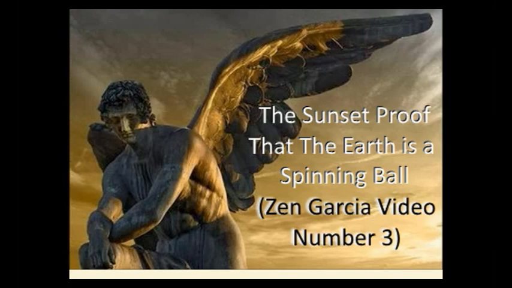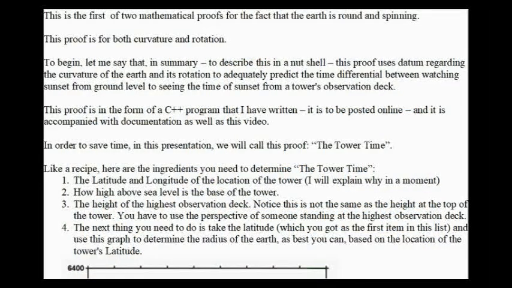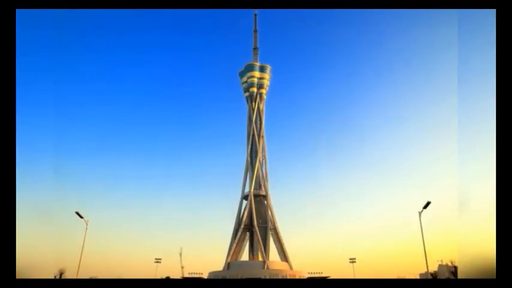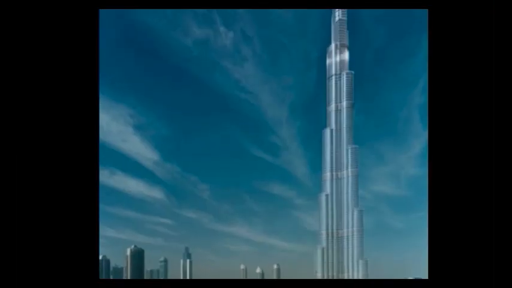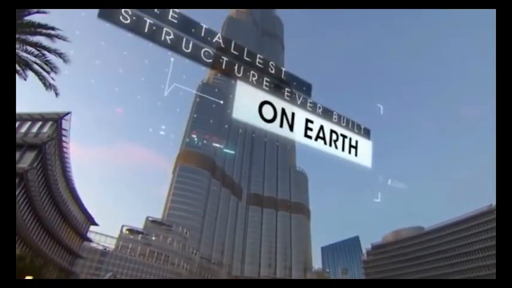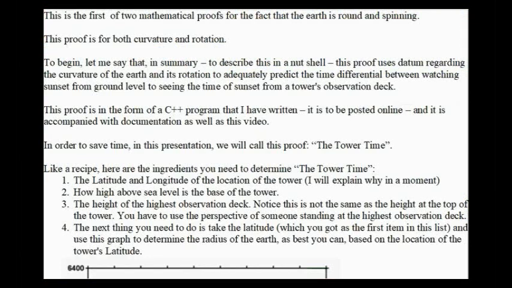This is the first of two mathematical proofs for the fact that the Earth is round and spinning. This proof is for both curvature and rotation. To begin, let me say that, in a nutshell, this proof uses data regarding the curvature of the Earth and its rotation to adequately predict the time differential between watching the sunset from ground level and seeing the time of sunset from a tower's observation deck.